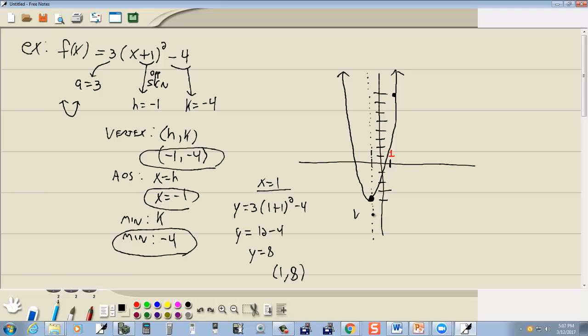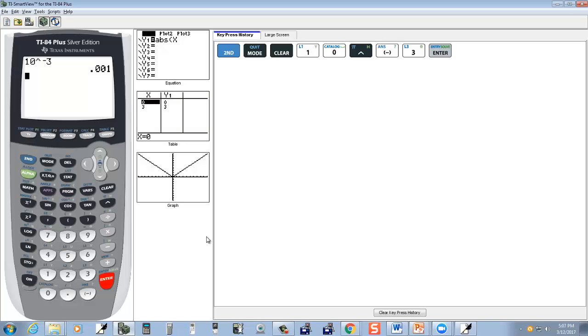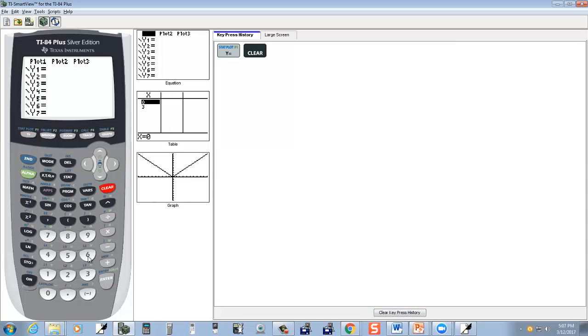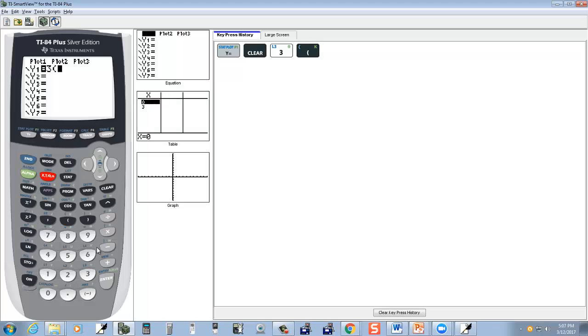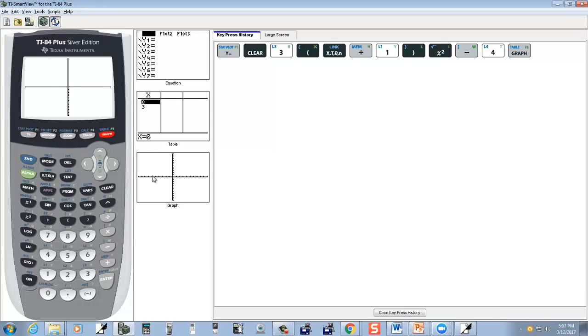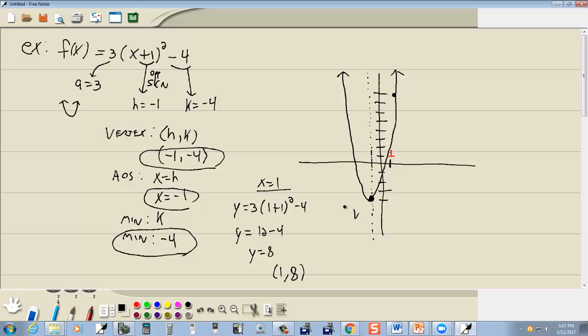Now that's if you're trying to sketch it by hand. If you're using a calculator, you go to your y equals, clear, and then do 3, and then begin parentheses, x plus 1, close parentheses, then x squared, minus 4, and then graph. And that gives us our graph. Now that's vertex form. Let me clear this off.